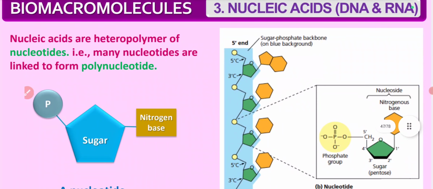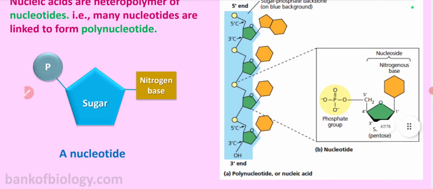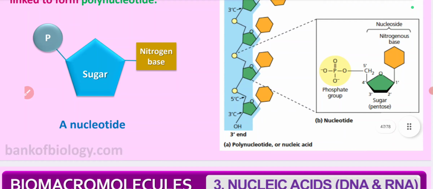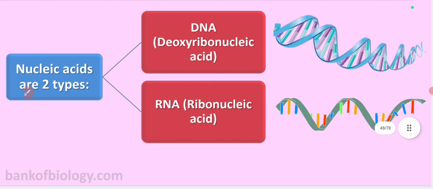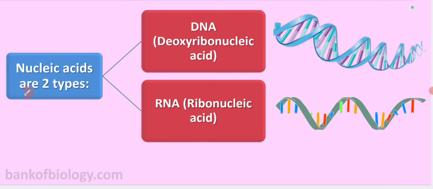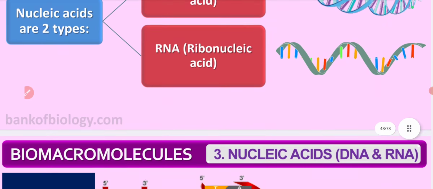Third, nucleic acids, DNA and RNA. Nucleic acids are heteropolymers of nucleotides, that is, many nucleotides are linked to form a polynucleotide. So you can see a nucleotide: a nitrogen base, sugar and a phosphate molecule are attached. Nucleic acids are 2 types, DNA and RNA, deoxyribonucleic acid and ribonucleic acid.